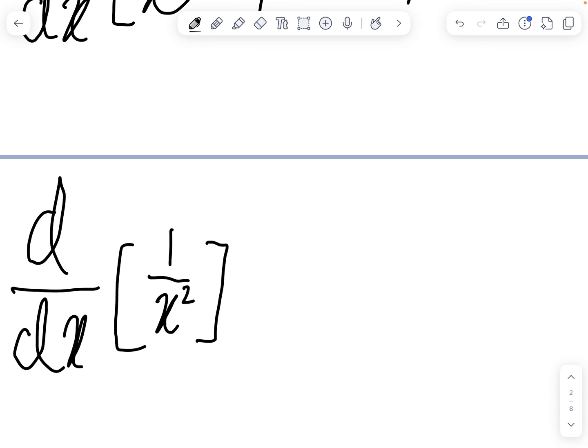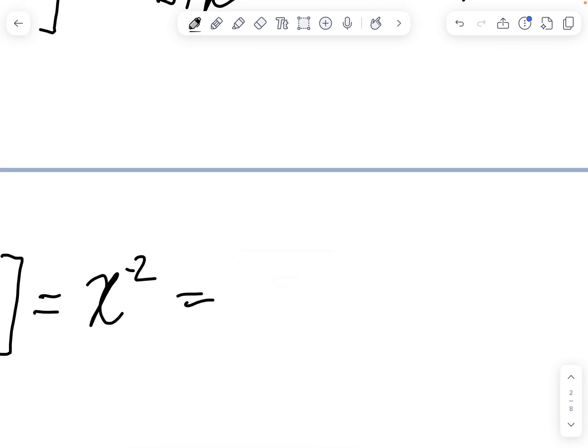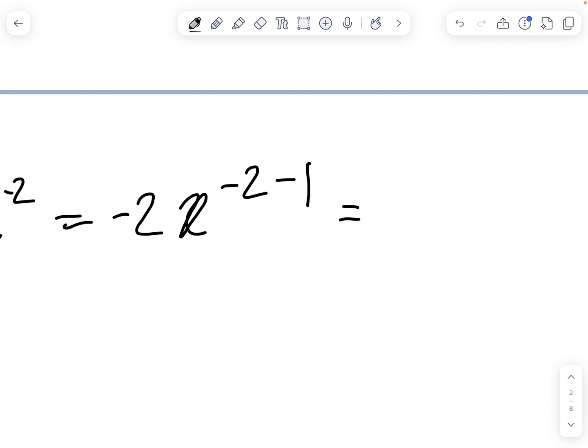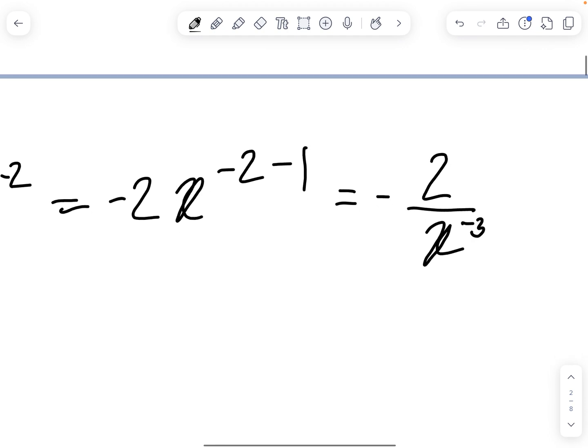So, if you know your exponent rules, you know that since it's in the denominator, if we bring it up to the numerator, we just change the sign of the exponent. So this would equal x to the power of negative 2, and if we apply the power rule, we get negative 2x to the power of negative 2 minus 1. So in the end, our answer would be negative 2 over x to the power of 3. So yeah.